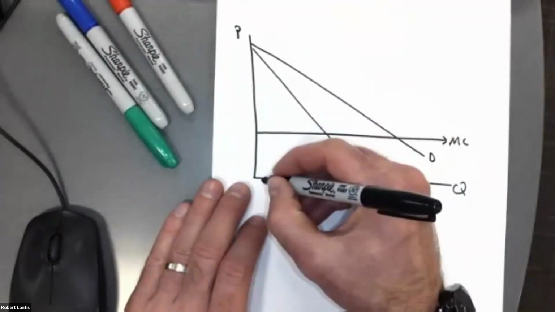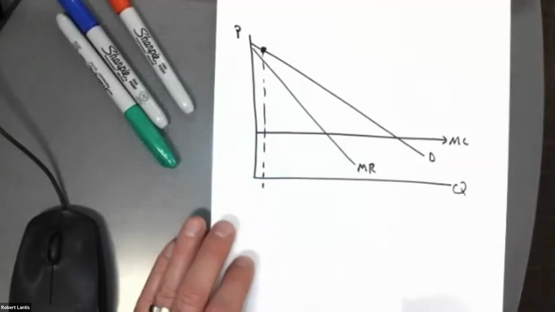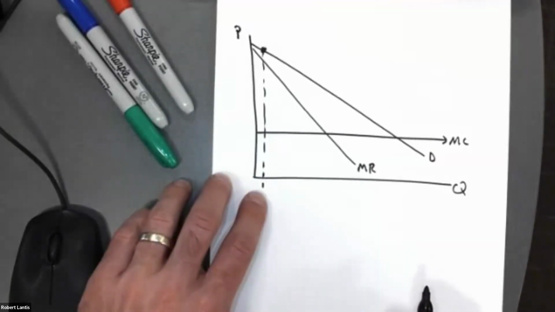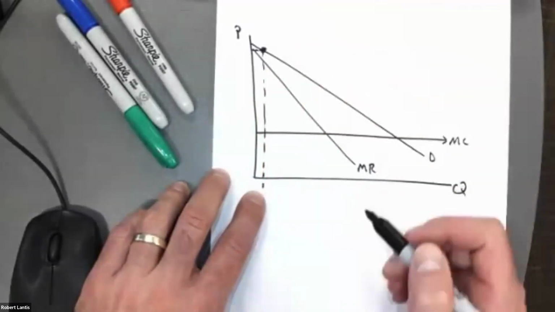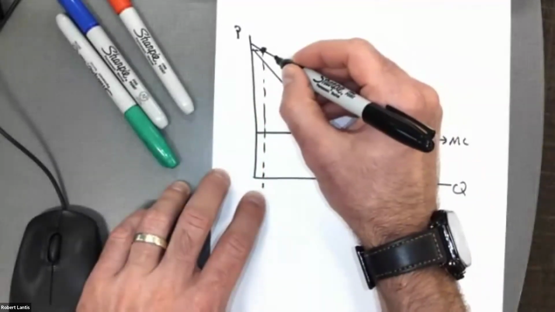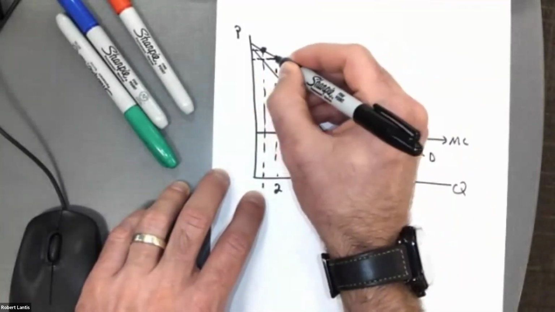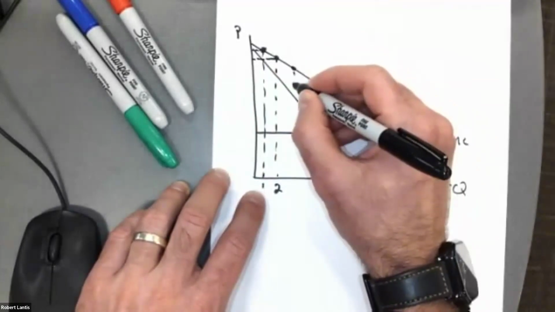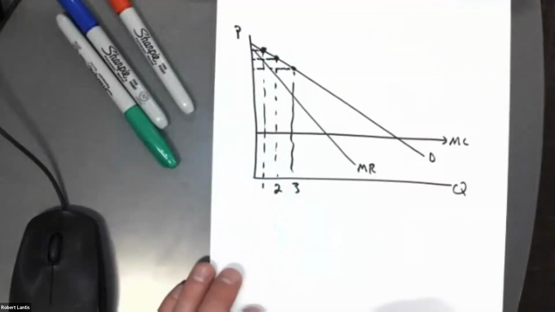If I can charge different consumers different values, if I can identify the person who is willing to pay the highest price, the first person that would buy this good, I can charge them a price up here. I then identify who's willing to pay the second highest, and I can charge them a slightly lower price. Who would be willing to pay the third highest? I can charge them a slightly lower price.